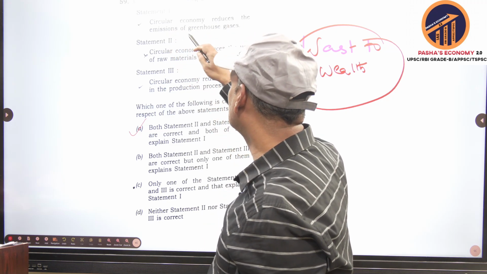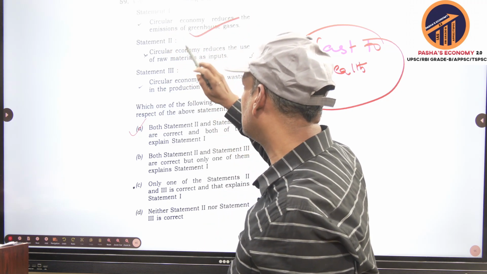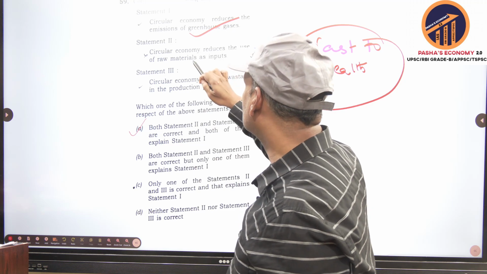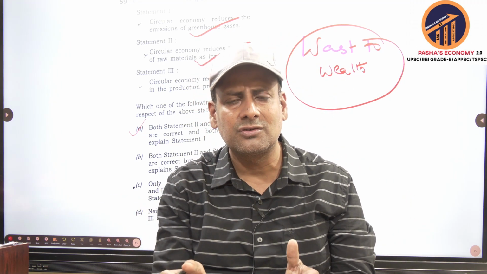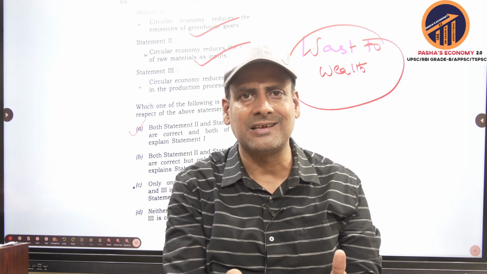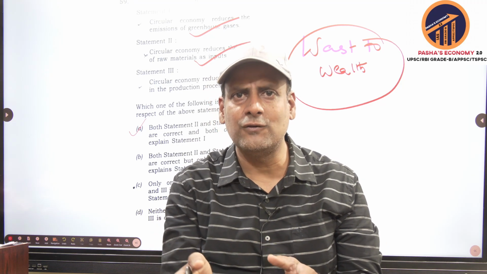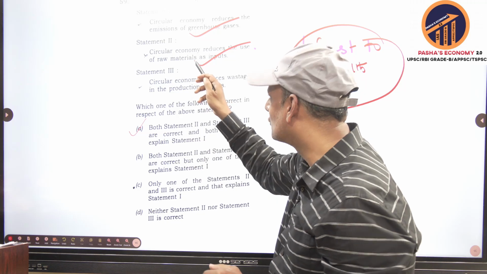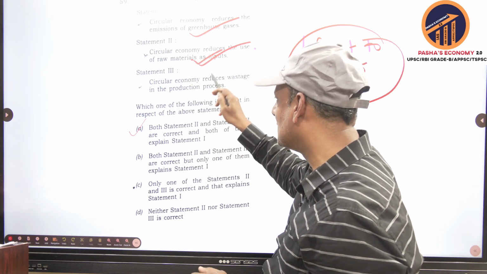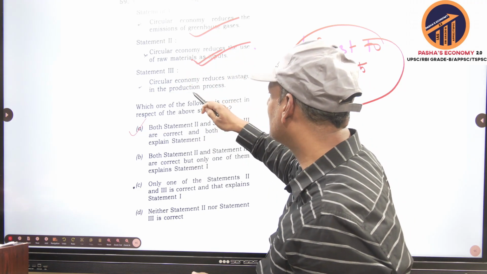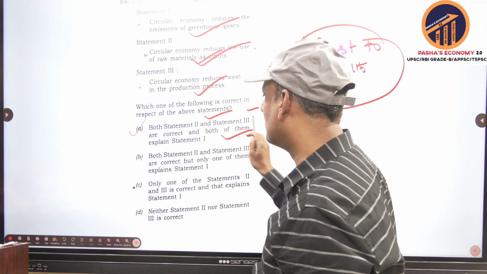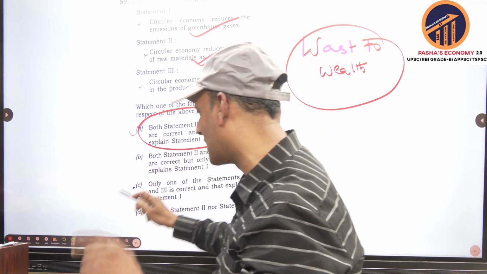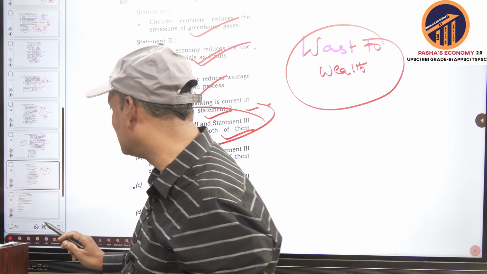Circular economy reduces the emission of greenhouse gases. Absolutely right. Circular economy reduces the use of raw materials as input, because the reduce, refuse and reuse concept is there. So that's the reason it reduces raw material. Circular economy reduces wastage in the production process. Both statements 2 and 3 are correct, and both of them explain statement 1. Clear? So this is a directly basic question.